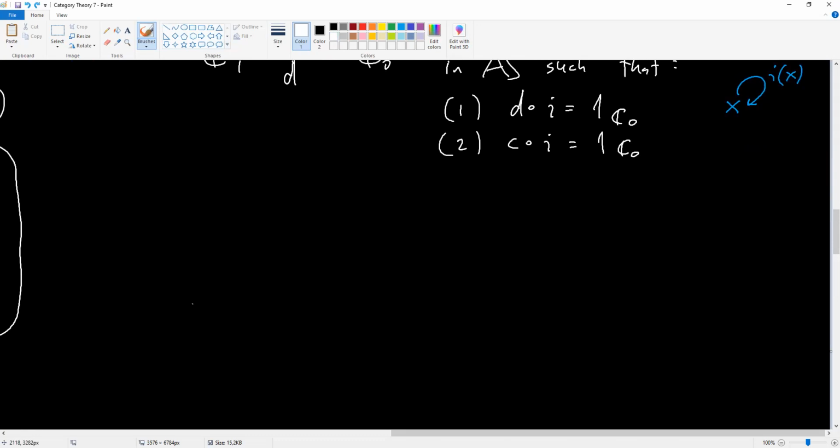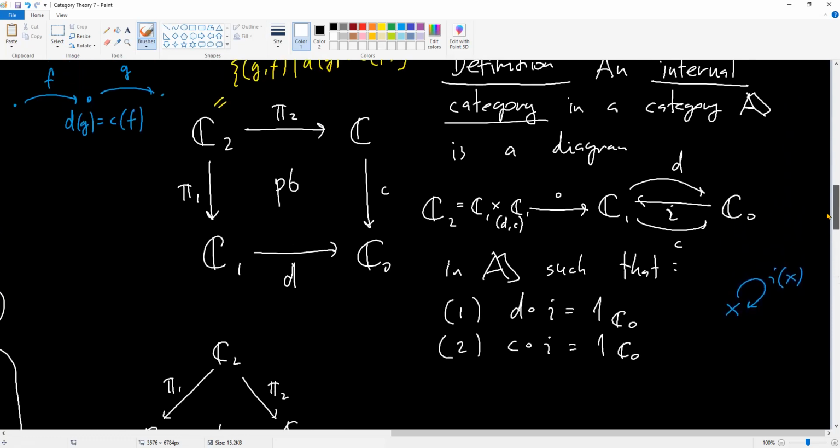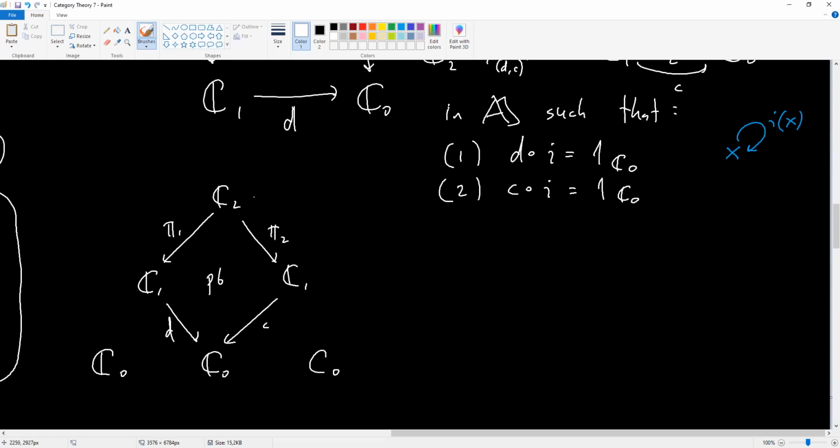So I'm going to draw a large diagram now. Here I've got my C1, here I've got D, here I've got C, and here I've got this pullback, C2. So this is the pullback, with projections I1, I2. Now once I compose the two morphisms, when I do the composition here, I arrive at C1.